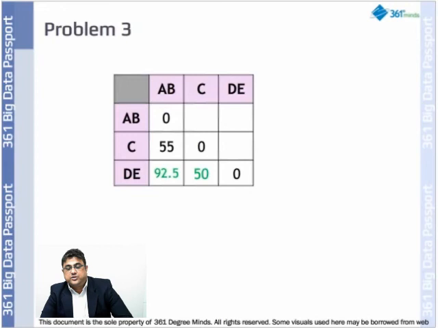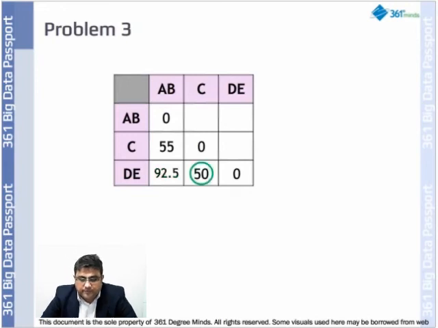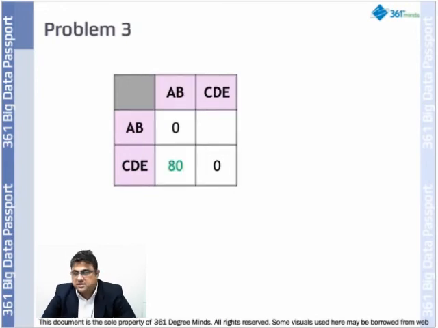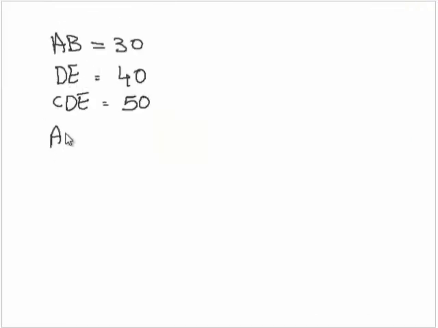So let's see how the table looks. This is the table. 80. And again, the least distance is 80. Let's go and write on the board. The gap between AB and CDE is 80. Let's see how the diagrams look.